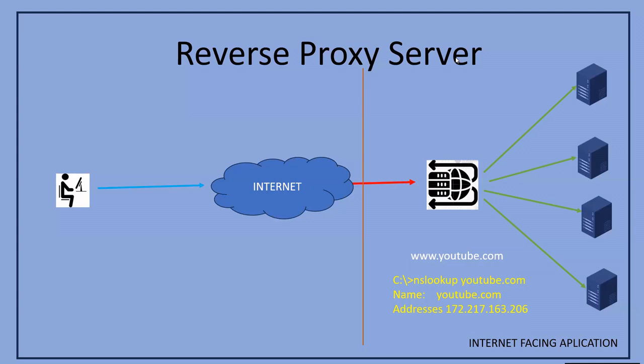Now let's discuss the reverse proxy server. First of all, why is it called a reverse proxy server? We just talked about forward, now reverse. The only reason it's called a reverse proxy server is where this proxy is sitting. Earlier, the proxy was sitting in front of the client. It was protecting the client. Now, the proxy server is protecting the end servers. So that's the only reason we call this a reverse proxy.